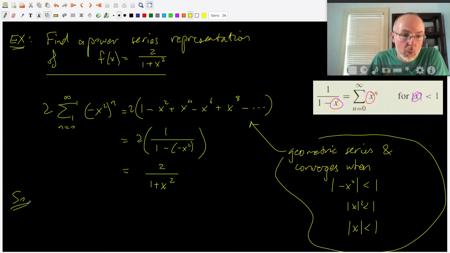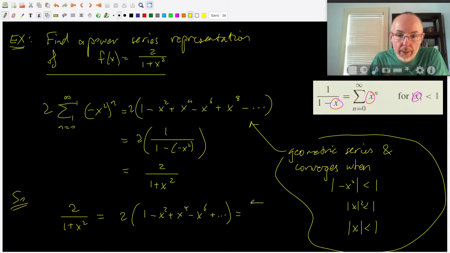So what we've shown here is that 2 over 1 plus x squared is equal to that power series up there, 1 minus x squared plus x to the 4 minus x to the 6 plus x to the 8. Another way of writing it would be minus 1 to the n, and then there's going to be 2 times x to the 2n. Or I could leave it written like that. Either way, it's the same series.